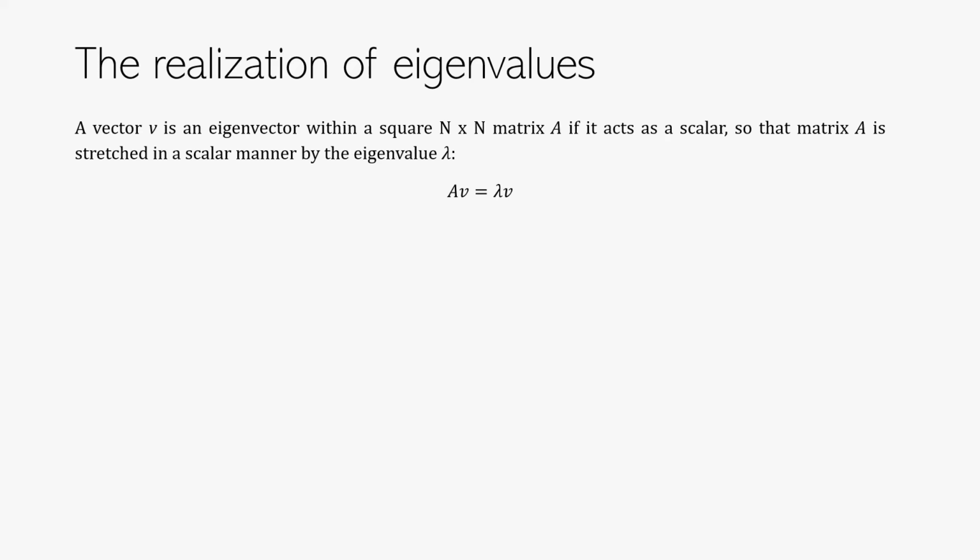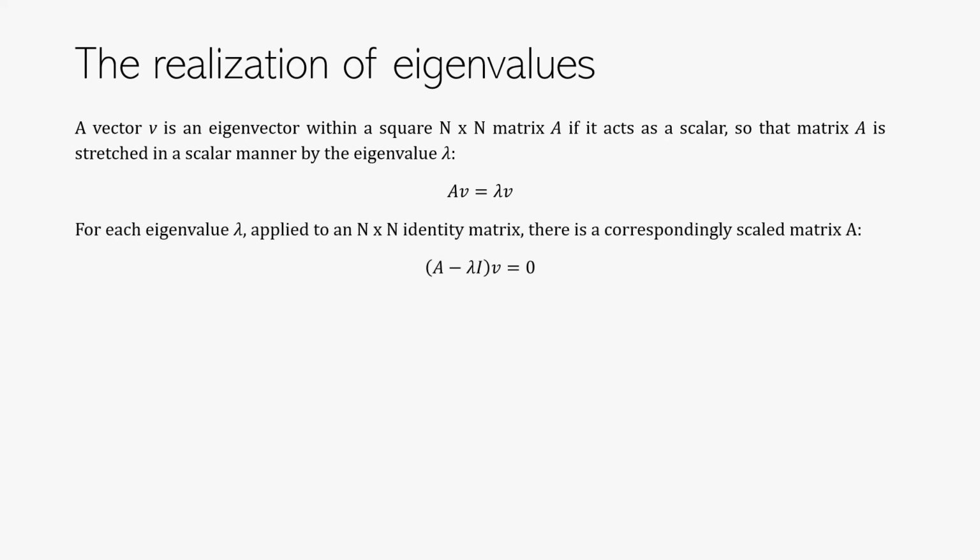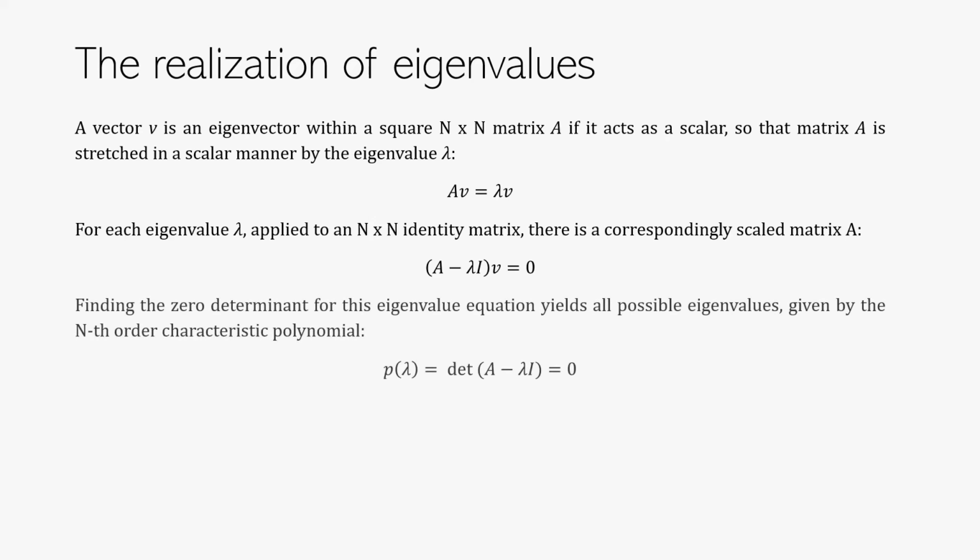scalar, so that matrix A is stretched in a scalar manner by the eigenvalue lambda. And for each eigenvalue lambda applied to an n by n identity matrix, there's a correspondingly scaled matrix A. And conversely, you could say for each matrix A, there are some possible eigenvalues or scalars. And finding the 0 determinant for this eigenvalue equation yields all possible eigenvalues, given by the nth order characteristic polynomial p lambda.